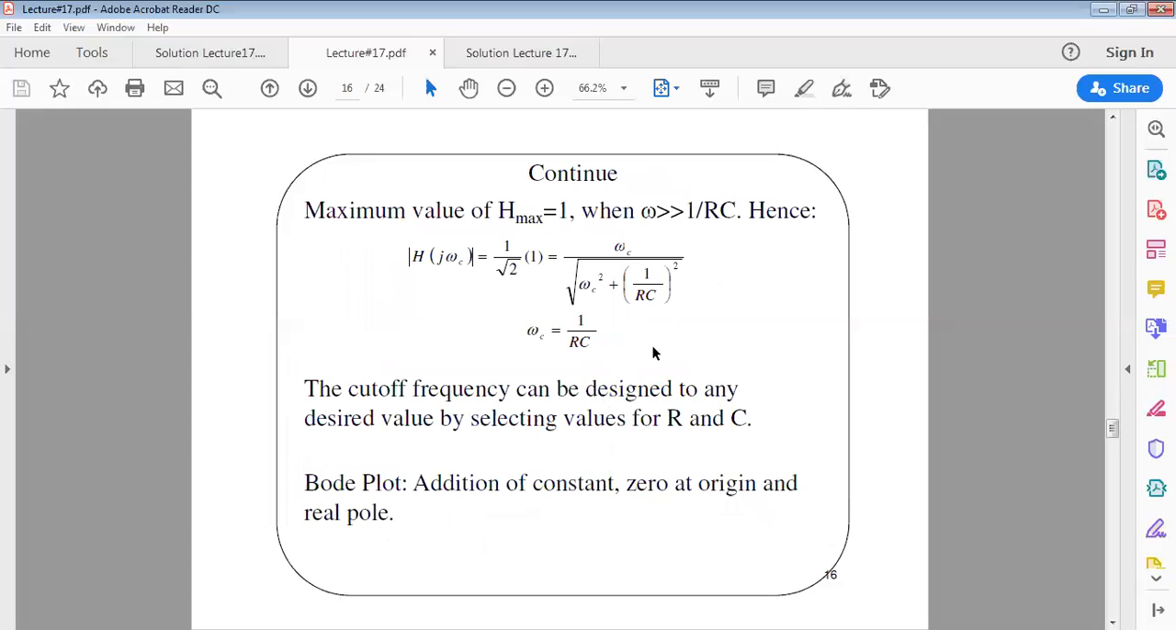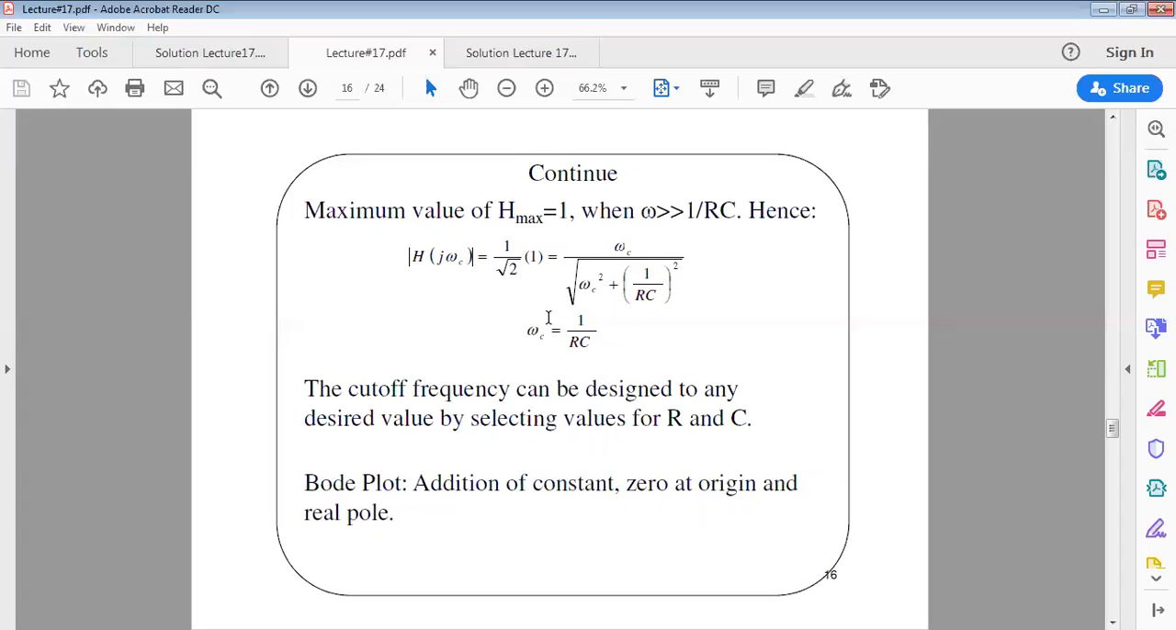This is the cutoff frequency, where we have 1 over RC, which is similar to what we saw for the previous low-pass filter cutoff frequency. Again, by selecting R and C values, we can design the filter according to our specification.